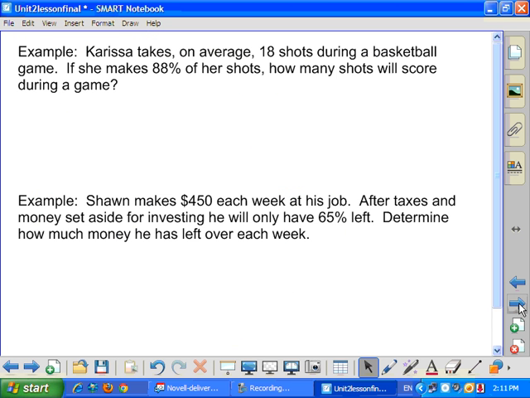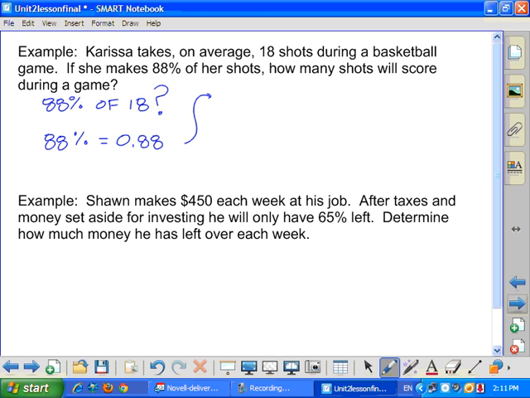A couple of word problems. Carissa takes on average 18 shots during a basketball game. If she makes 88% of her shots, how many shots will she score during a game? So we are looking for what is 88% of 18. That's basically what this question is asking. So the process: convert 88% to a decimal, so it's 0.88.